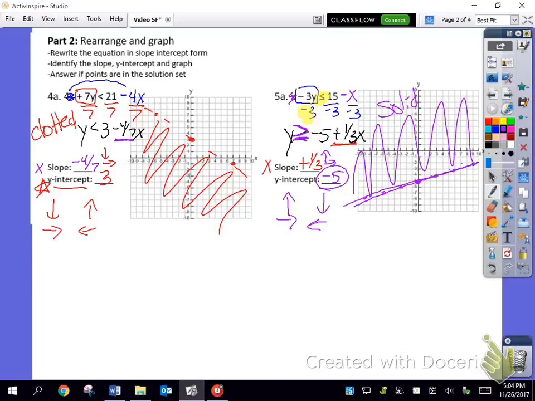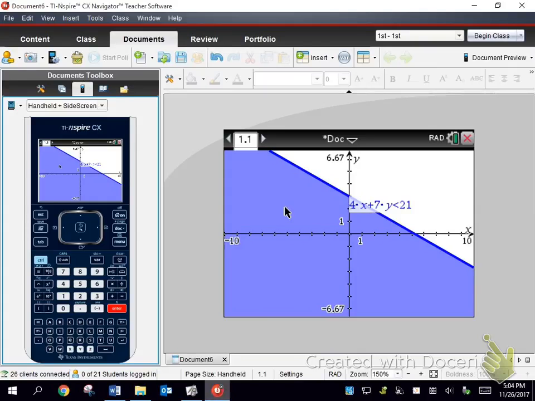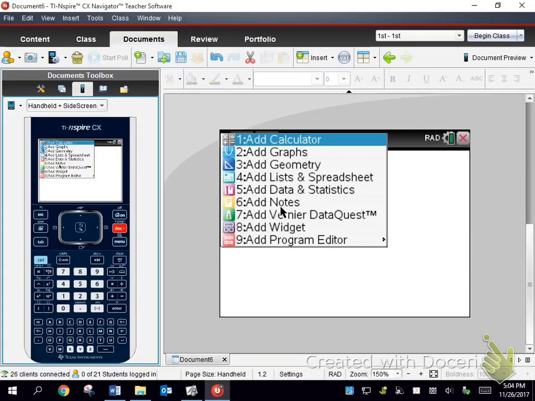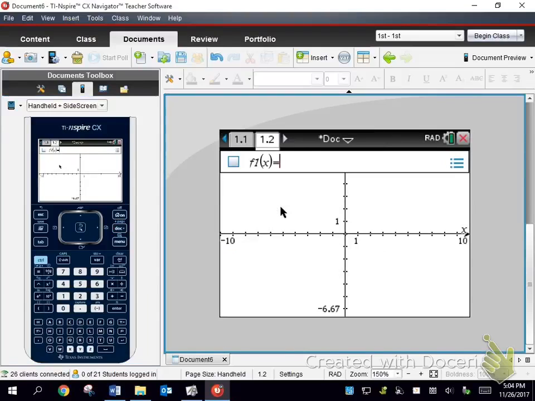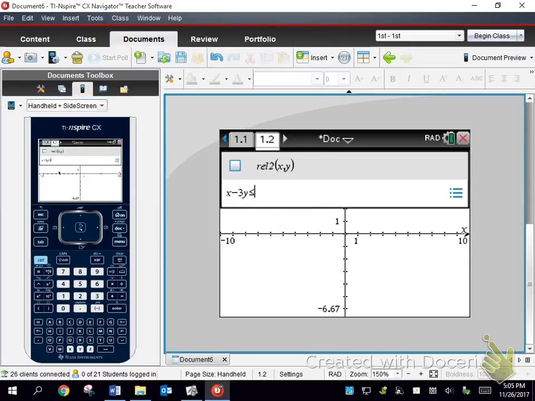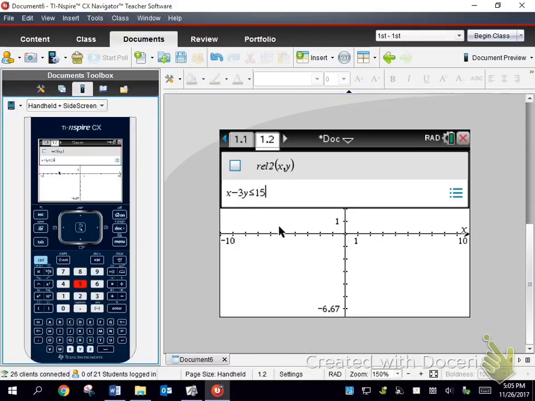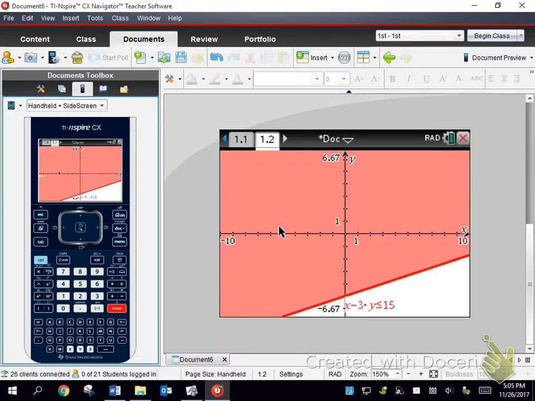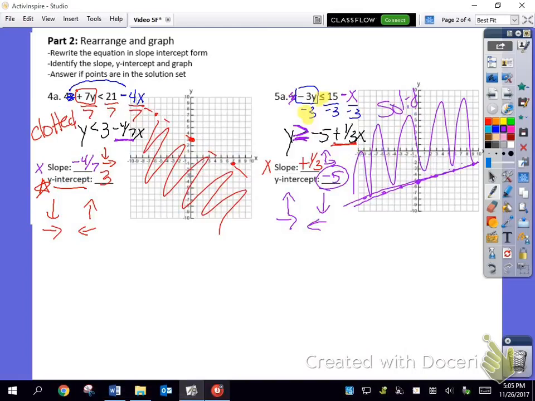Now, when you go back and check it, Control Doc 2, delete, go to relation. I'm going to type in the original equation, which said x minus 3y, then Control equals, then less than or equal to, then 15, and hit enter, and it matches. Okay, you can look at my x and y intercepts to see if it matches, and it does.